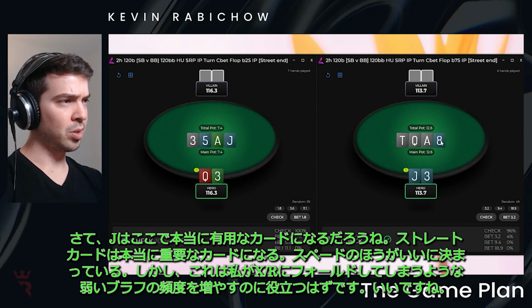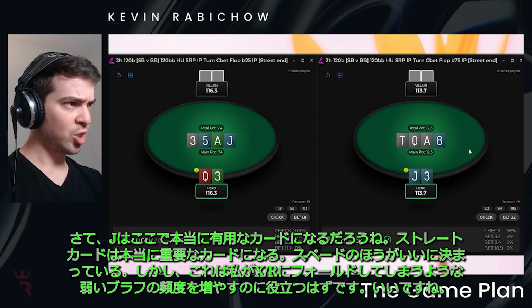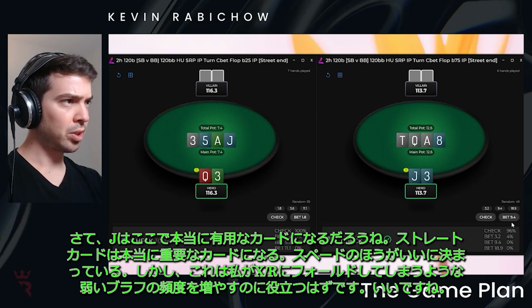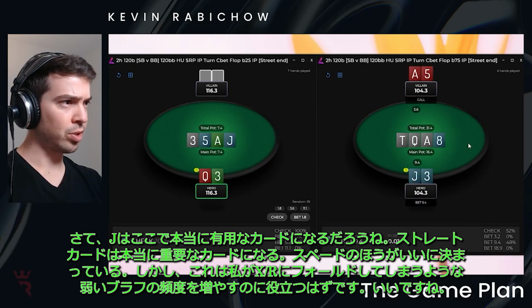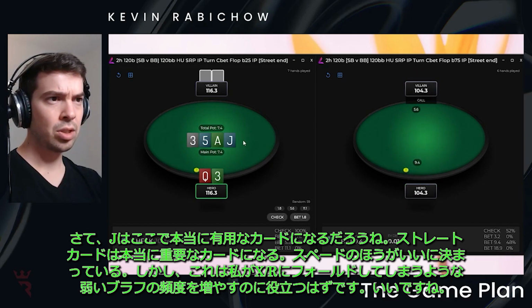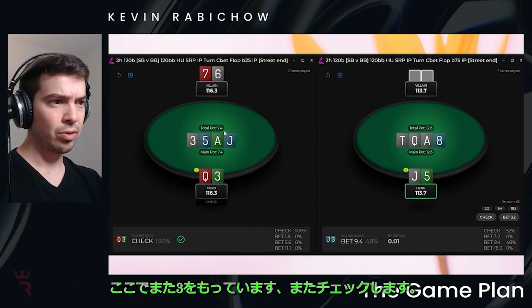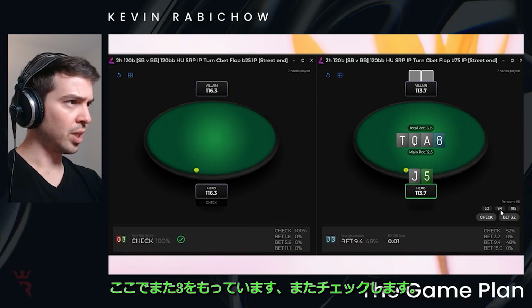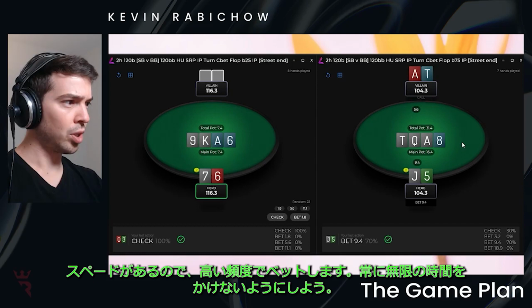The straight cards become really relevant. A spade would obviously be better, but this should help me increase my frequency of weak bluffs that end up folding to the check raise. That's good. Here we just have a 3 again. I'm going to check again. Now we have the spade. I'm going to bet it even more often.